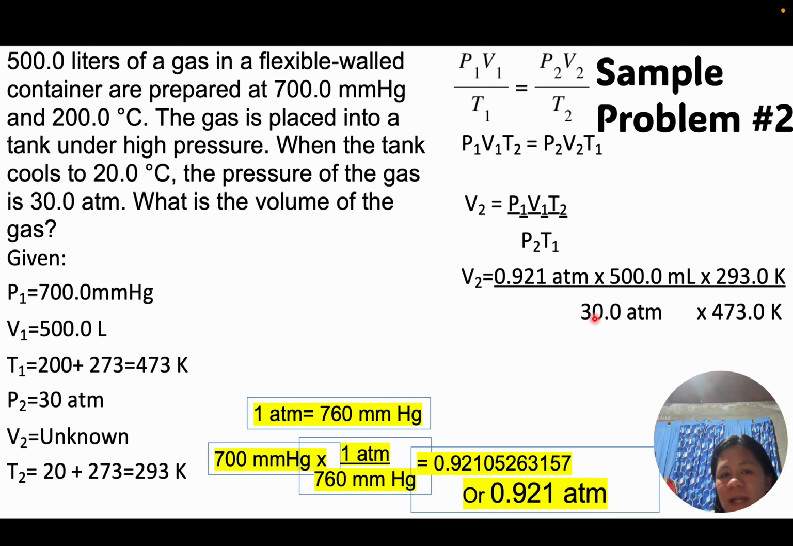So, para hindi kayo malito, you can multiply ito muna, and then multiply nyo din yung sa baba before nyo siya i-divide. So, we'll get V2. Ang value na ating V2 is 9.51 liters. So, ganun lang pag-solve sa ating combined gas law. So, I hope na-gets nyo lang siya.